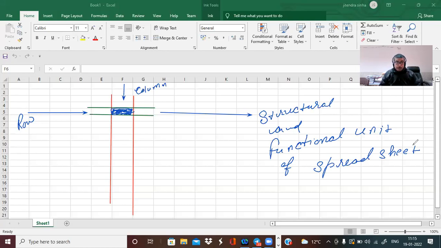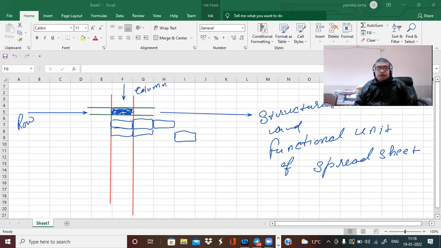Why I have said structural? Because you can see a lot of cells. Here there is one cell, here there is one cell, means billions, a lot of cells. All together they combine, they create the spreadsheet. So it is providing the structure. Cells are responsible to provide the structure of the spreadsheet.